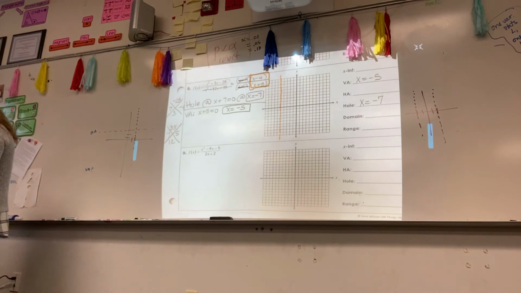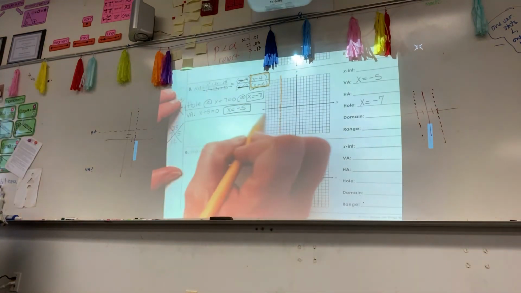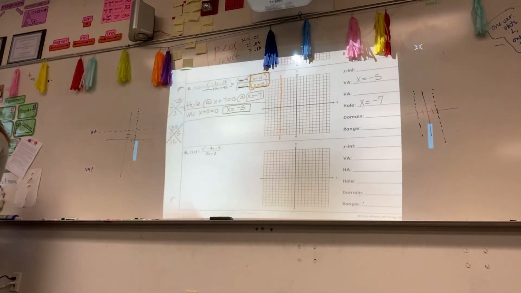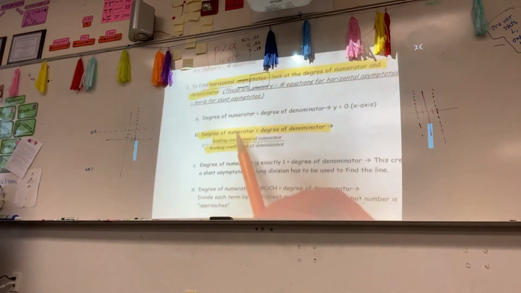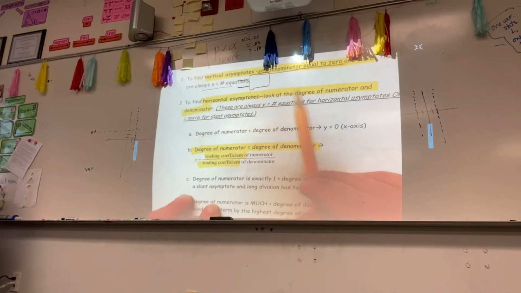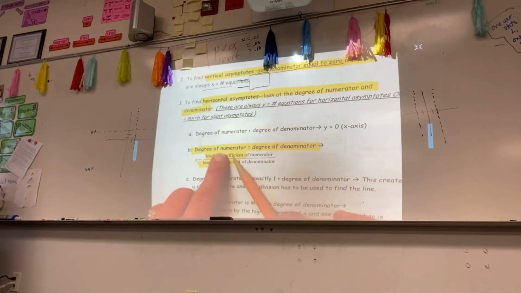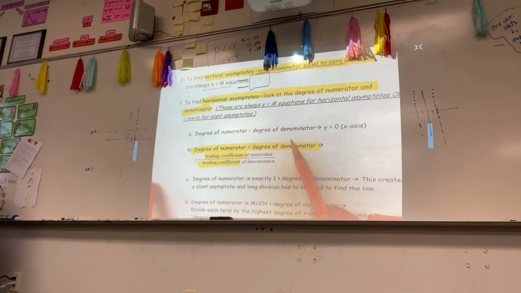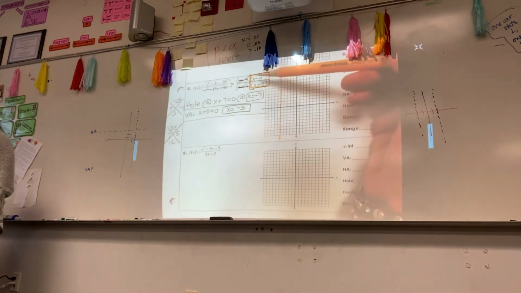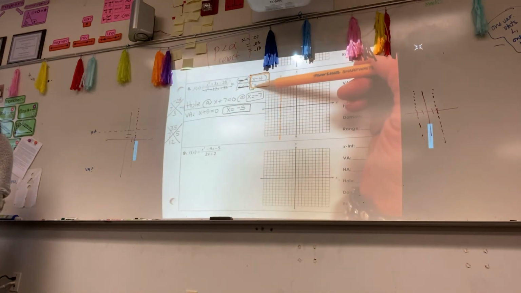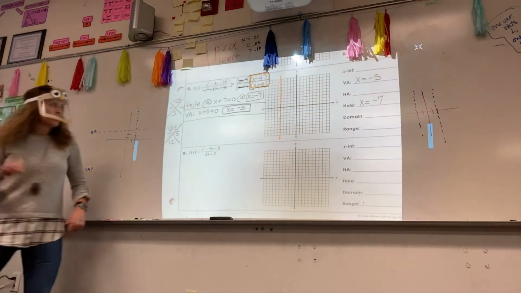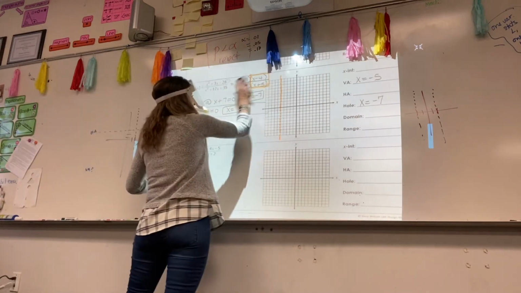Horizontal asymptote is next. You're not sure where to go? Come back to this paper. Step number 3, to find the horizontal asymptote, look at the degrees. This is what we have going on. The degree of the top is equal to the degree of the bottom. Look at it. The degree of the top is 1. The degree of the bottom is 1. They're equal to each other. So what do I do? How do I find the horizontal asymptote?